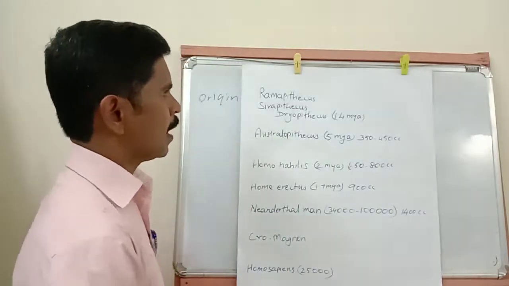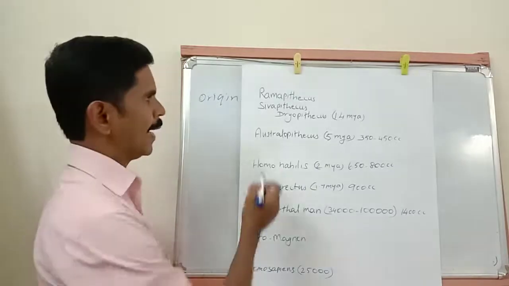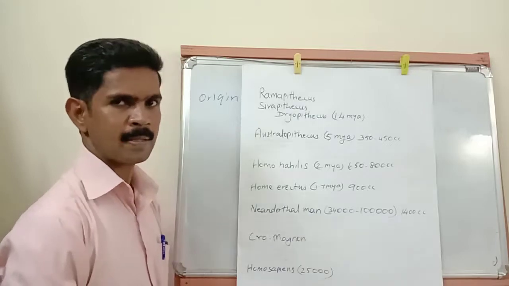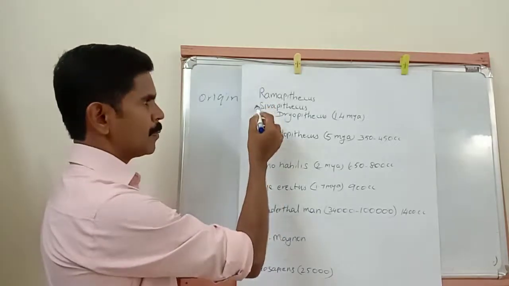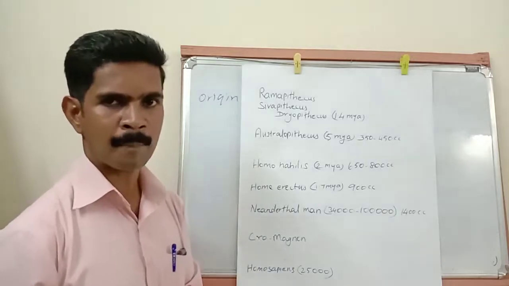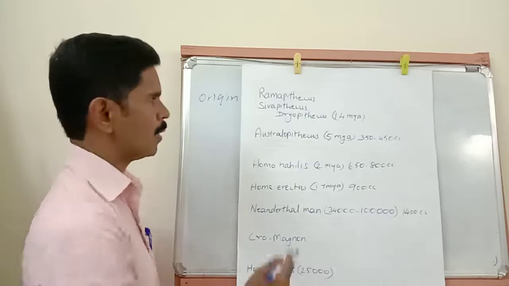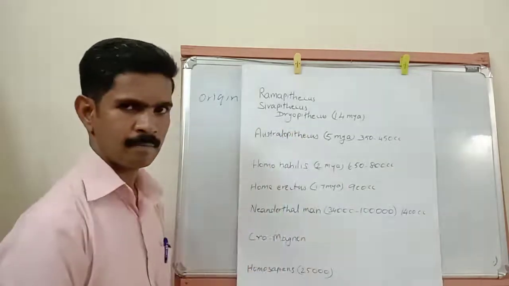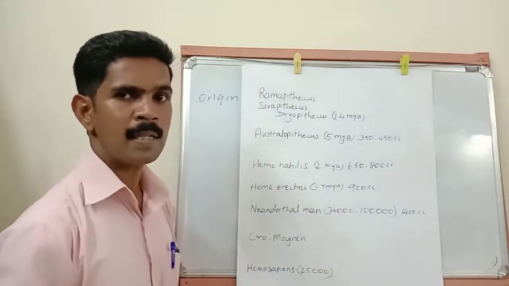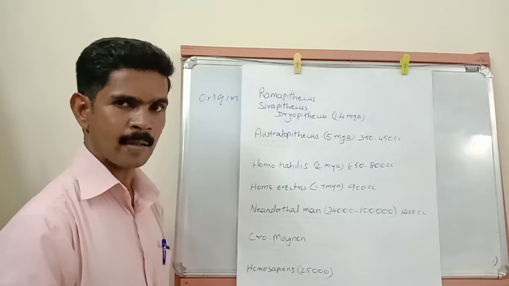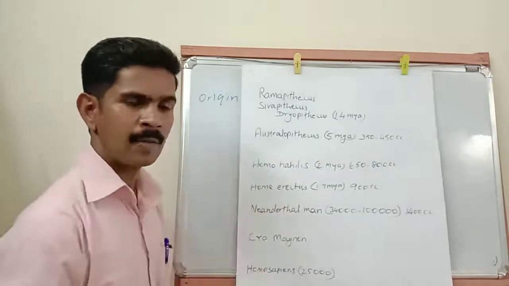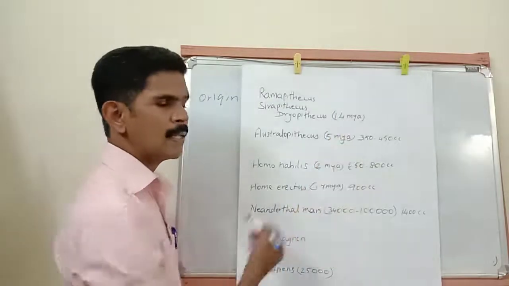Our first ancestors are called Ramapithecus and Sivalapithecus. Both of them evolved from another ancestral form called Dryopithecus. These Dryopithecus lived in the world 14 million years ago. So the first ancestor is Dryopithecus, and they lived 14 million years ago.